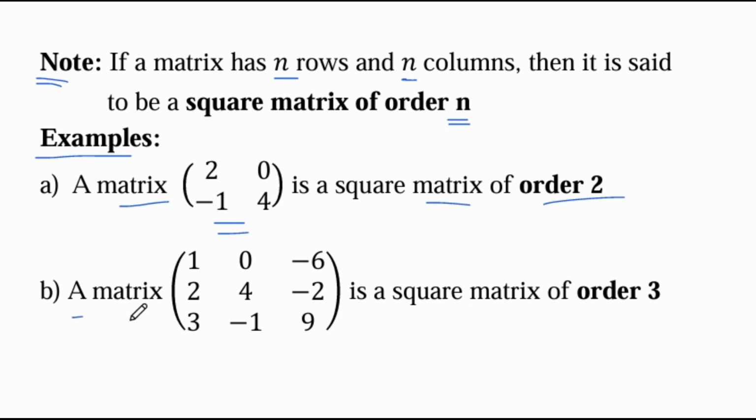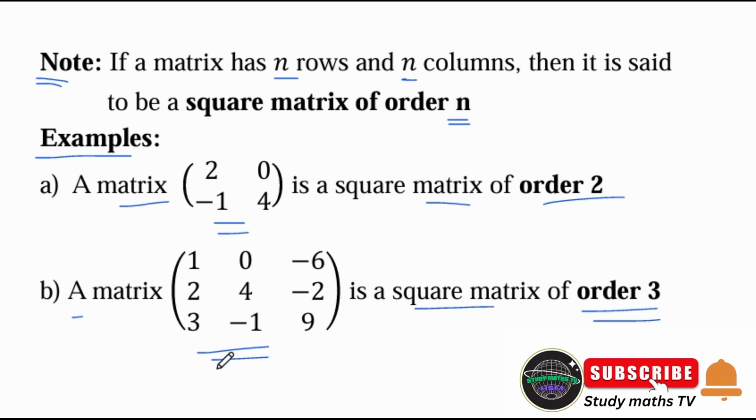Next, a matrix, this one, 1, 0, -6, 2, 4, -2, 3, -1, and 9 is a square matrix of order 3. This is because the number of rows and columns are equal, and this number equals 3. That's why this is a square matrix of order 3.